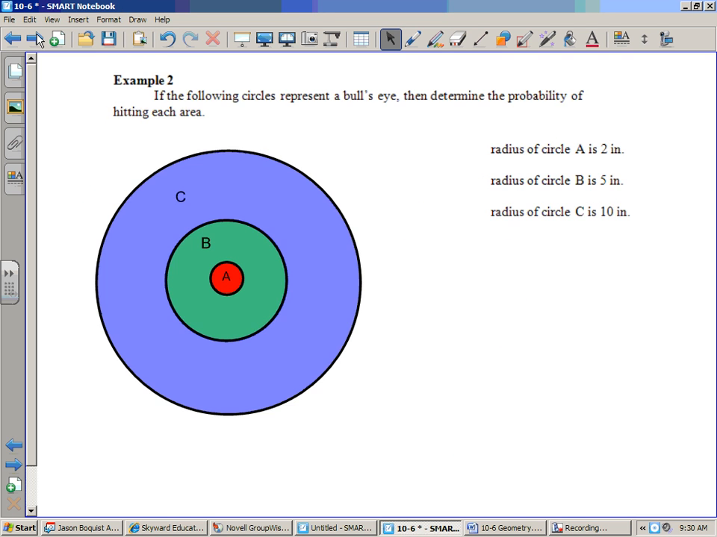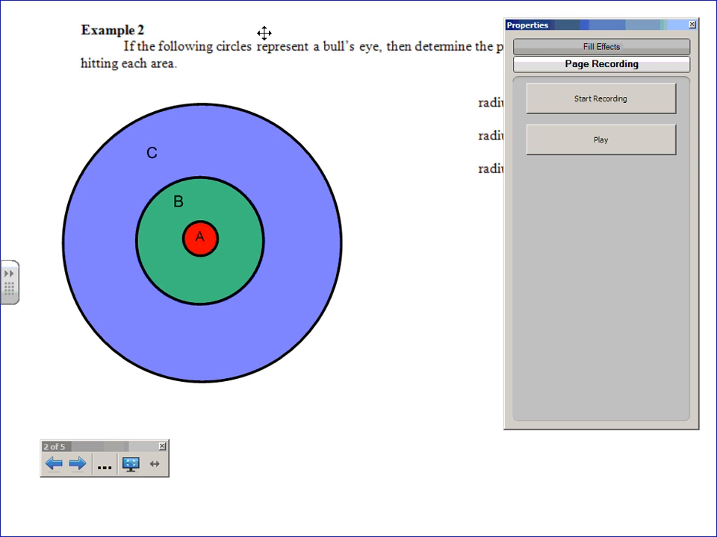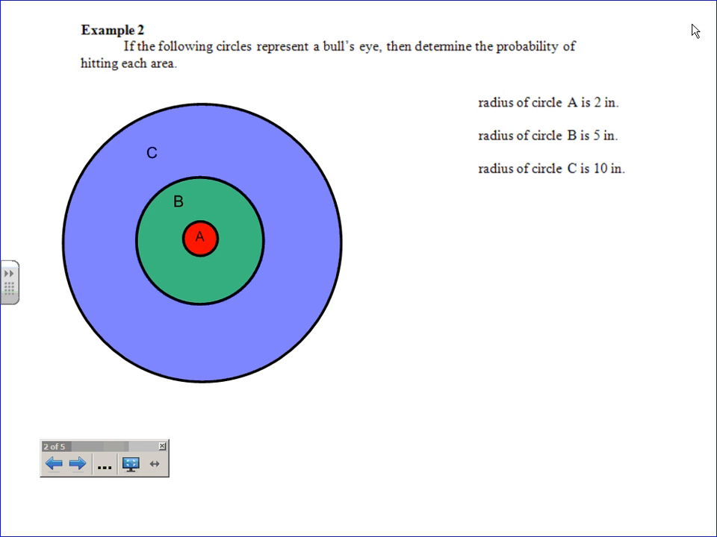This next type is actually your bullseye. And this does tend to possibly confuse people. I'm not sure if it's how I teach it or just the way it comes about. But what I would suggest is why don't we just go ahead and find the area of each circle first and then go from there. Okay, so there is circle A. We are told that the radius of that circle is 2 inches. So let's find the area.